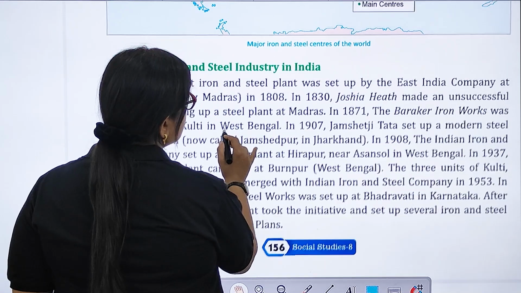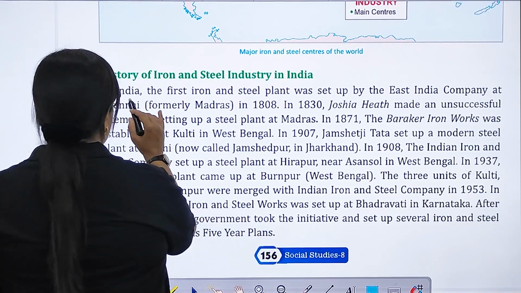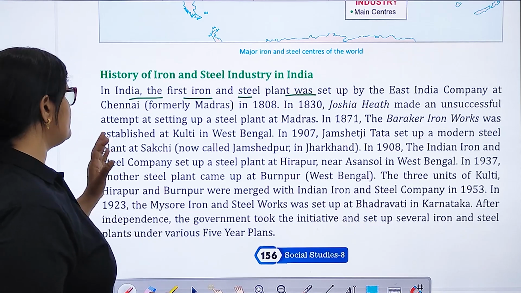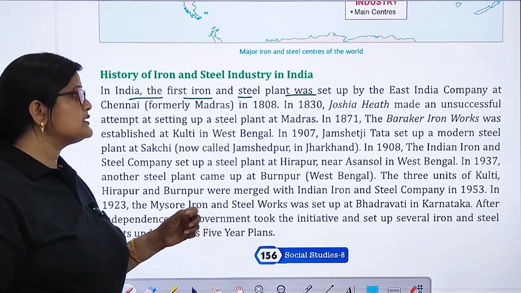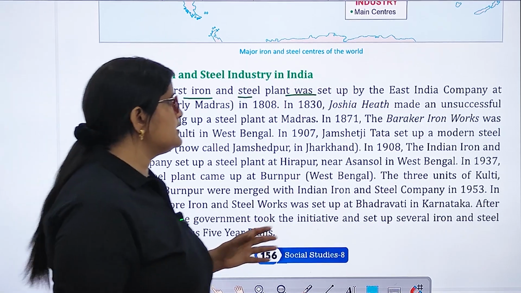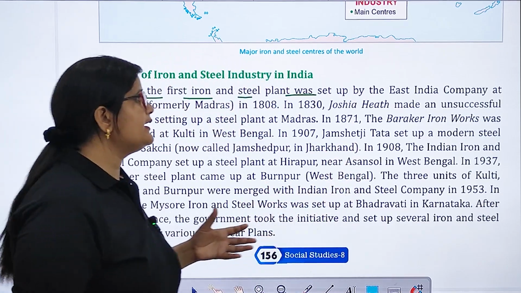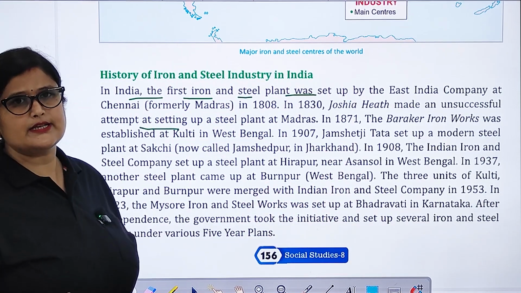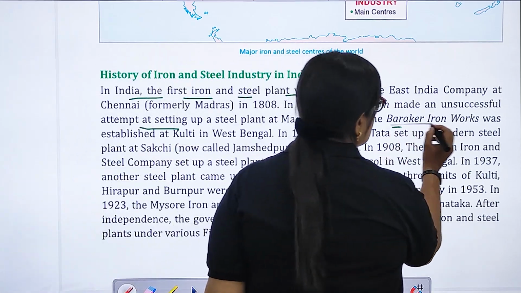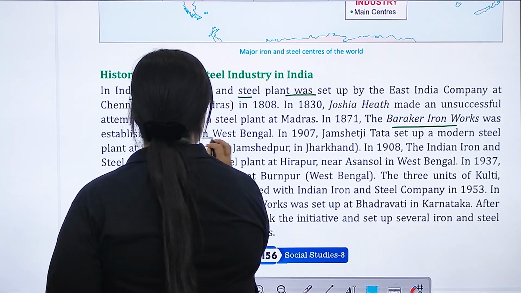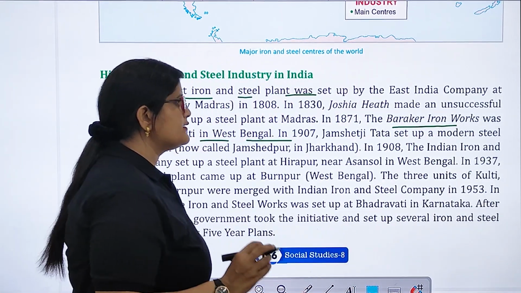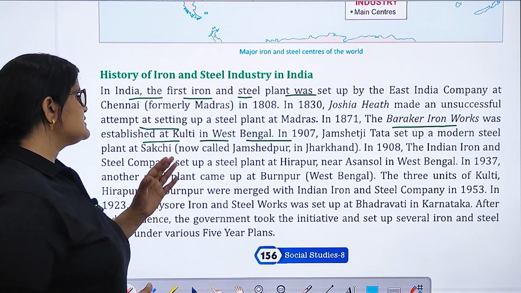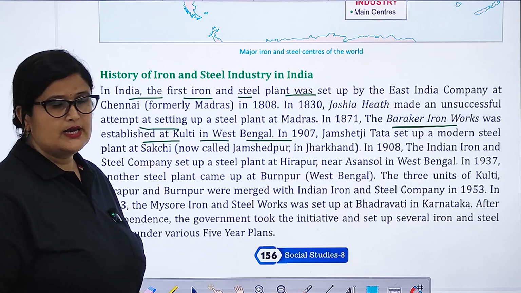History of the iron and steel industry in India. In India, the first iron and steel plant was set up by the East India Company at Chennai, formerly Madras, in 1808. In 1830, Josiah Heath made an unsuccessful attempt at setting up a steel plant at Madras. In 1871, the Barakar Iron Works was established at Kulti in West Bengal. In 1907, Jamshedji Tata set up a modern steel plant at Sakchi, now called Jamshedpur in Jharkhand.